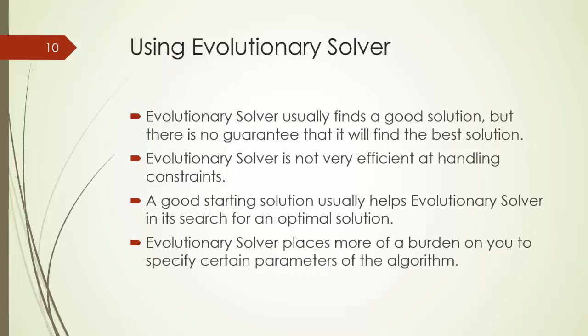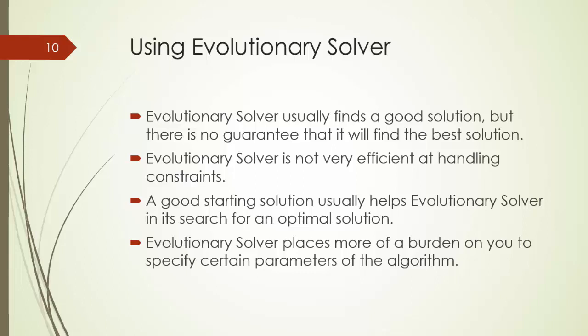Here's some general information about Evolutionary Solver. Evolutionary Solver usually finds a good solution, but there's no guarantee that it will be the optimal solution. Evolutionary Solver is not very efficient at handling constraints. The best way to handle constraints is to penalize a violation of a constraint. This is done by including a numeric penalty as part of the objective. Penalties are not used in this example, but they are illustrated later in this chapter. A good starting solution usually helps Evolutionary Solver in its search for an optimal solution. However, the starting solution is not absolutely critical to success.